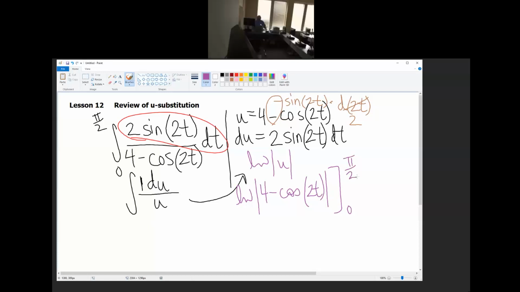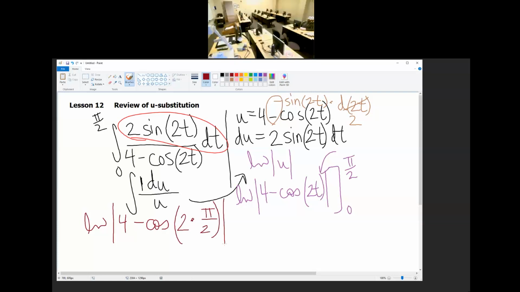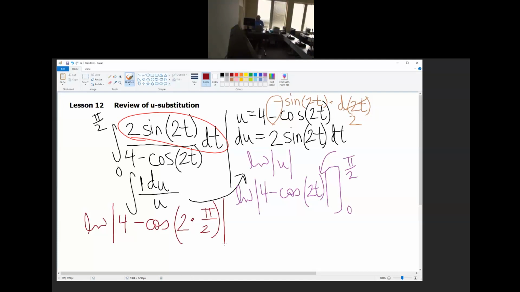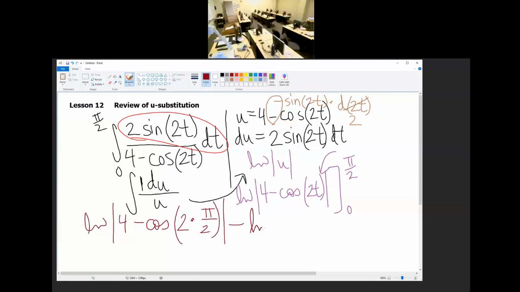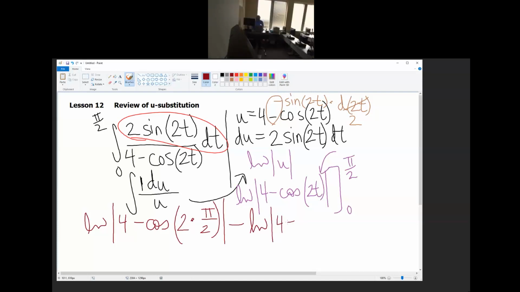Now, using our fundamental theorem of calculus, part 2, in place of t, we plug in the pi over 2 first. So we have natural log, absolute value of 4 minus cosine of 2 times pi over 2. In between your substitutions, you guys know we have a minus sign. And the second time around, replace t with 0.